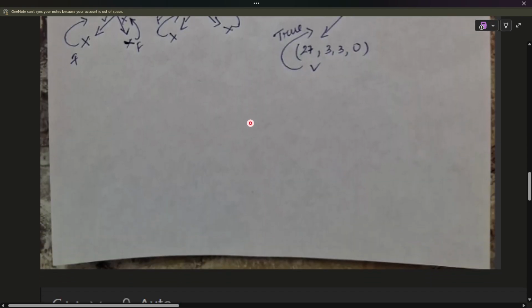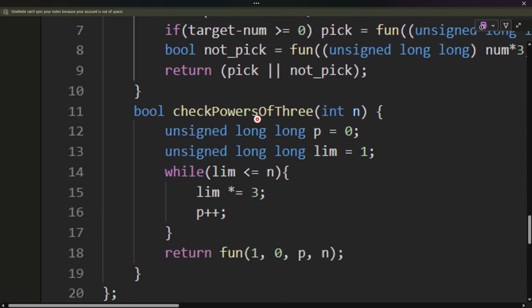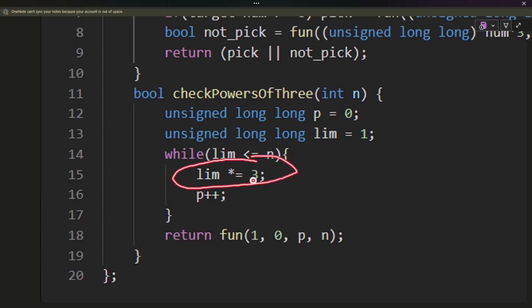Okay, so let me show you the code. The code is very easy. Here is our power, which will increase, which will tell us what our limit power is. It's telling that if it gets out of bound, we will stop increasing the power.